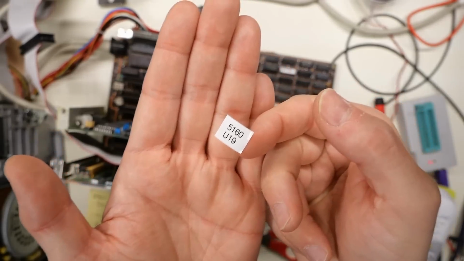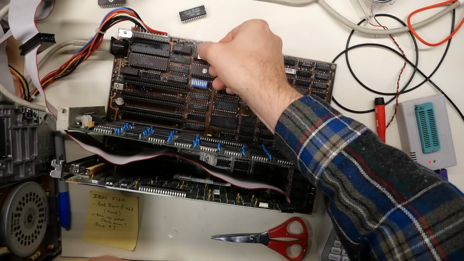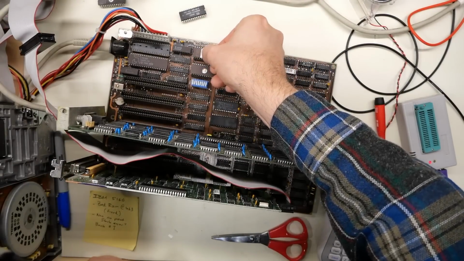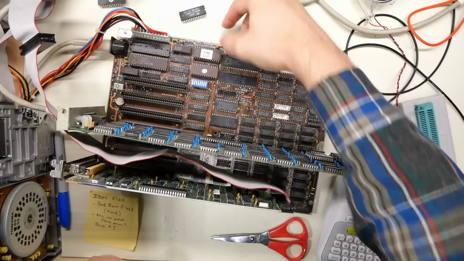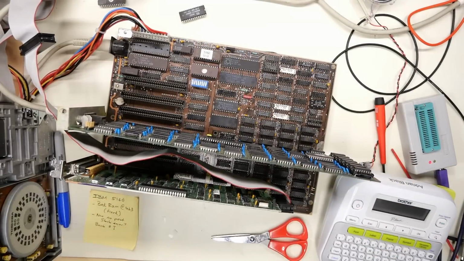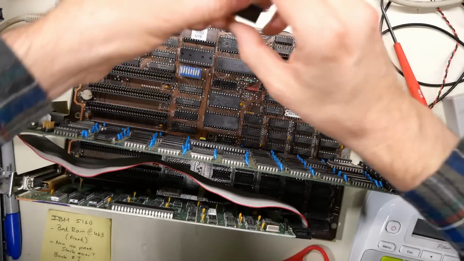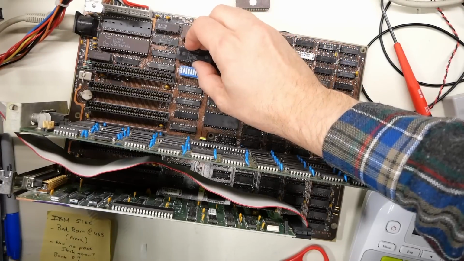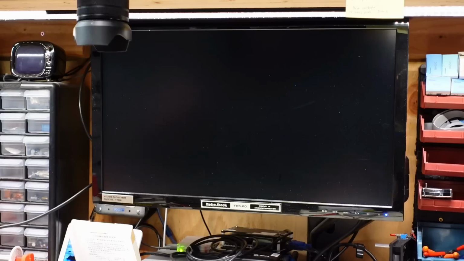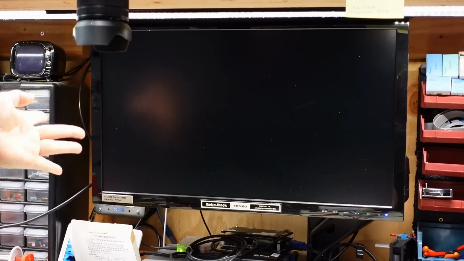Because I know people complain about it, I'm going to put a little sticker over this EPROM here, so it will not get erased or whatever. 5160 U19. And let's take this diagnostic ROM out, which I'm going to erase. I won't keep that. Put the original chip back in here for U18. Turn on the machine, make sure that it works as it should.